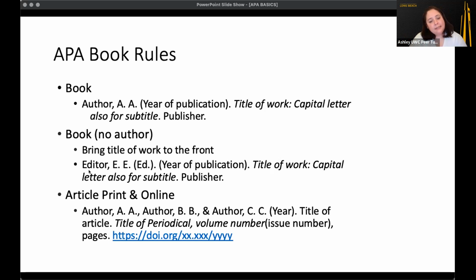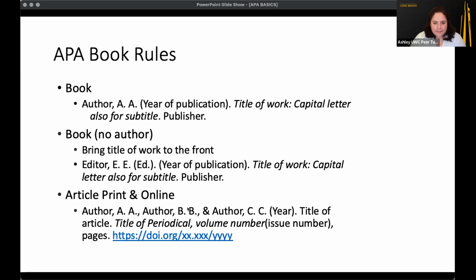However, if there is an editor, use the editor's name. So the editor's first initial, middle initial, and the editor designation right here, then the year of publication, the title of the work, and everything else goes the same as before.